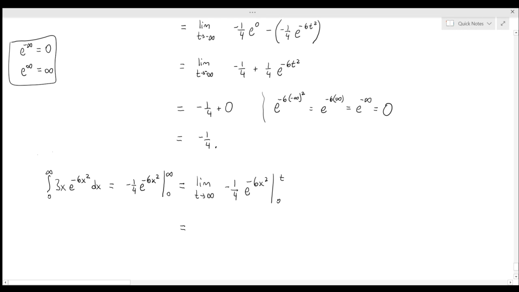All right, so when we plug in t for x, we're going to get negative 1/4 e to the negative 6t squared. Then we're going to subtract what we get when we plug in 0. When we plug in 0, it's going to be negative 1/4 e to the 0, and e to the 0 is just 1. So it's just going to be negative 1/4.